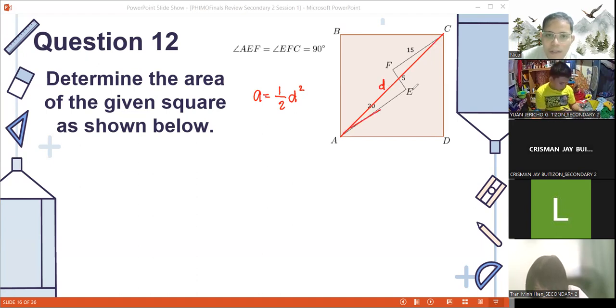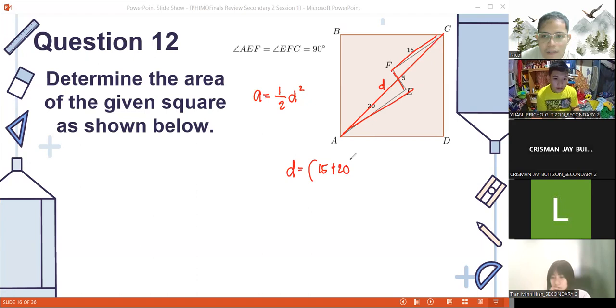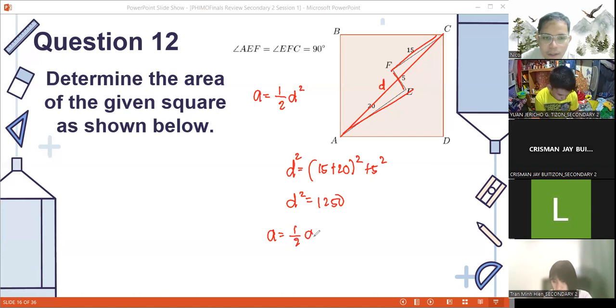If you notice, this is 20, this is 15, then this is 5, right? So the diagonal squared is just 15 plus 20 squared plus 5 squared. Okay? So the diagonal squared here is equal to 1250, right? So the area, which is 1/2 of the diagonal squared, is going to be 1/2 of 1250, equal to 625. So that is our answer.